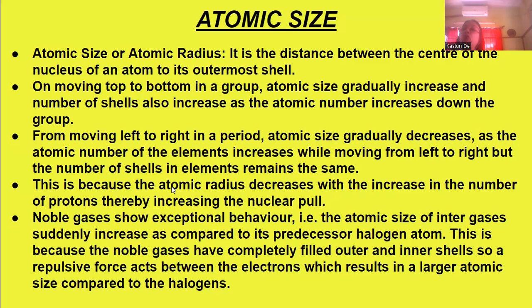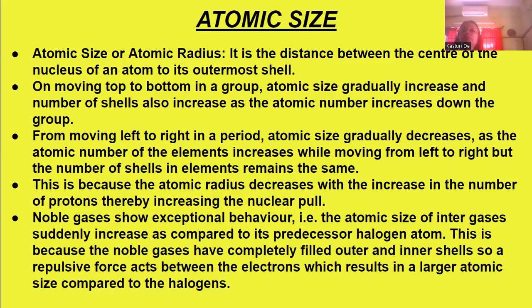Now we come to atomic size, or we can call it atomic radius. What is that? It is the distance between the center of the nucleus of an atom to its outermost shell. So if this is the nucleus and this is the outermost shell, the distance from the center to here is the radius, or atomic radius, or atomic size.